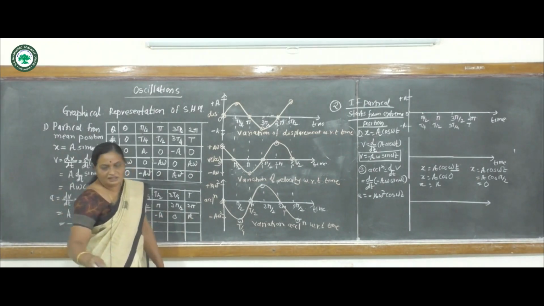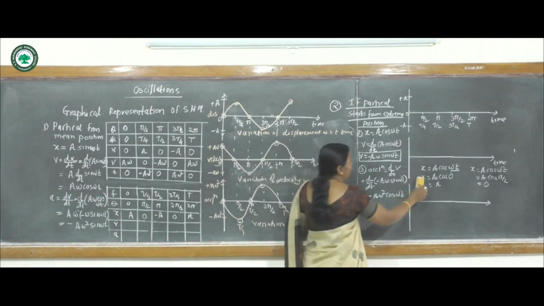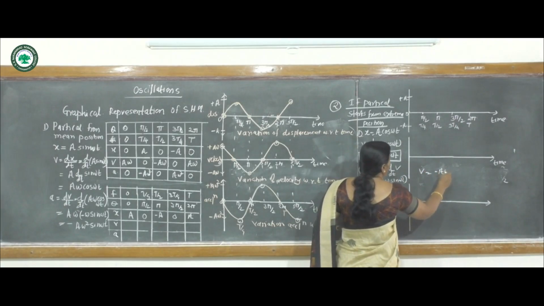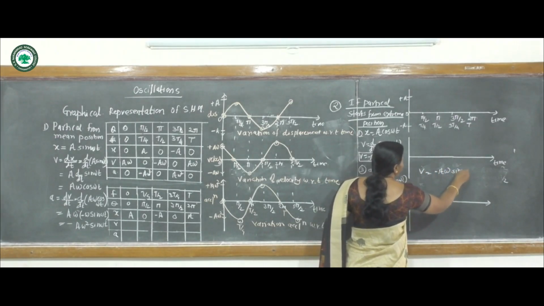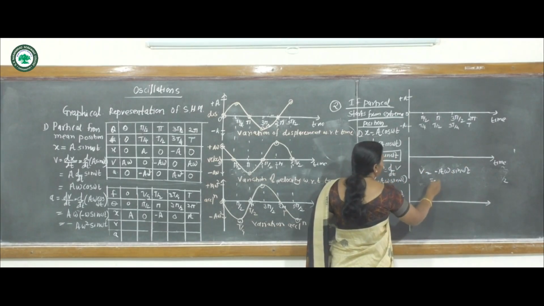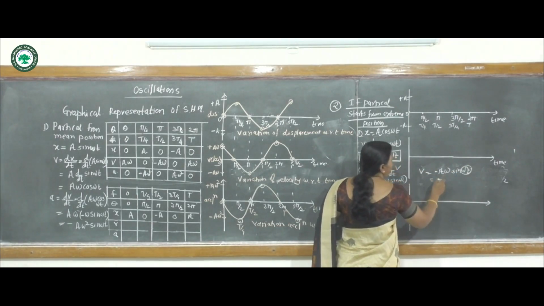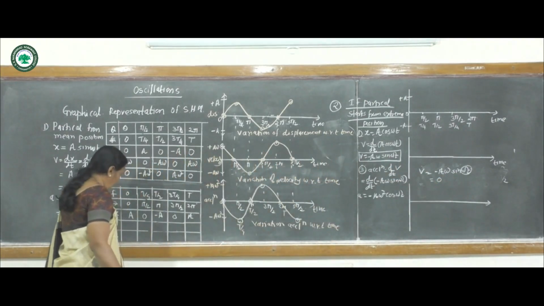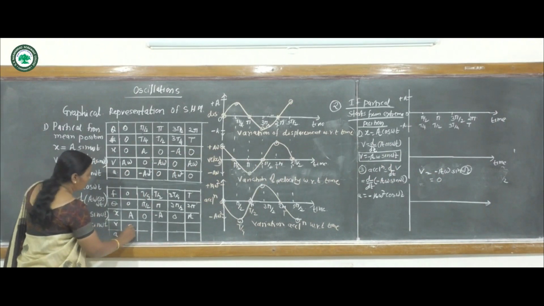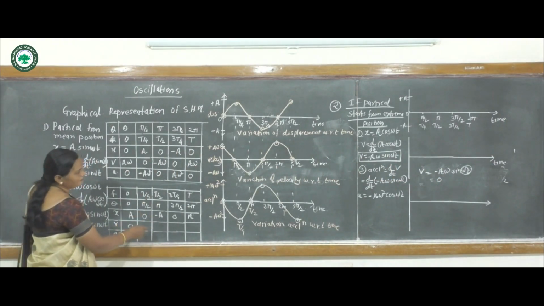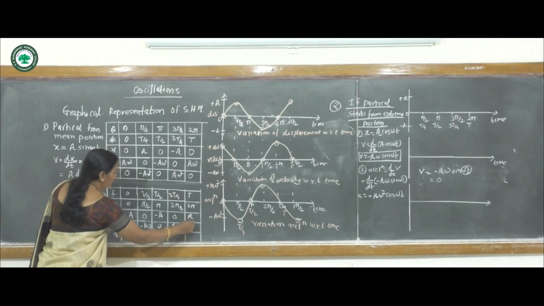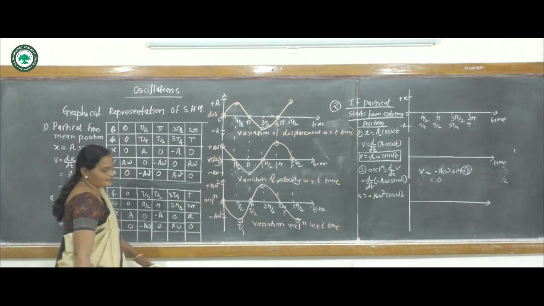Again the velocity has the formula v is equal to minus a omega sin omega t. In this case, substituting 0 here, sin 0 is 0, so the velocity at the mean position is 0, and we get the first value 0. The maximum value is minus a omega, then 0, then plus a omega, then 0, and then the acceleration has the value.